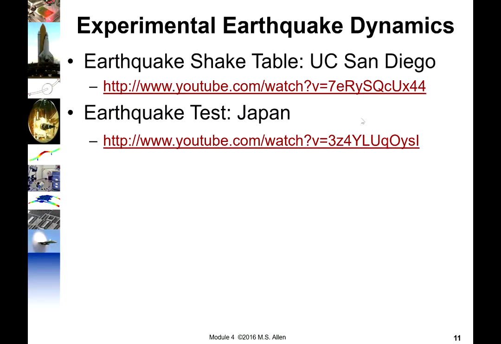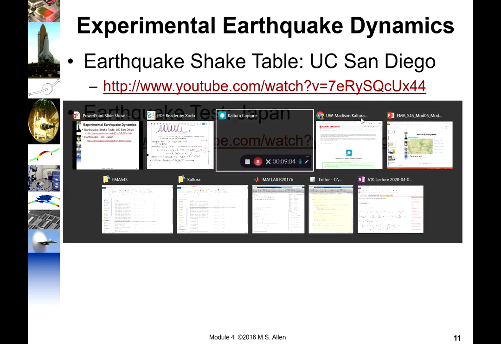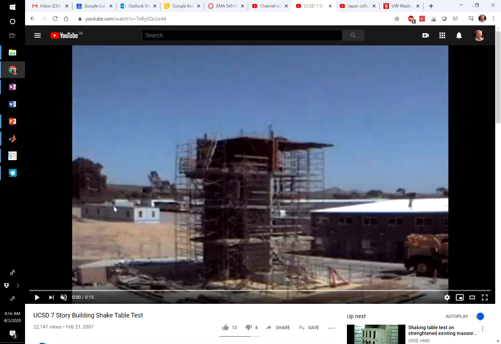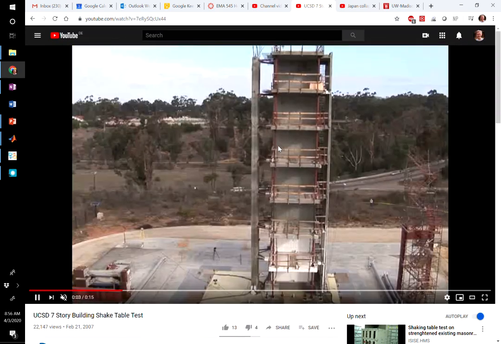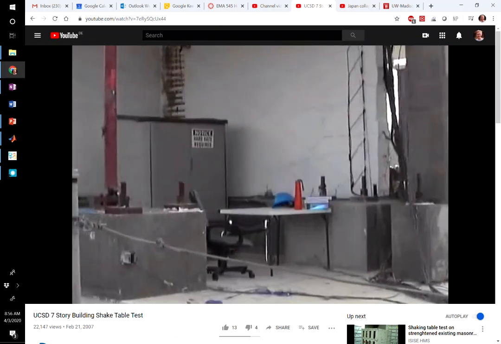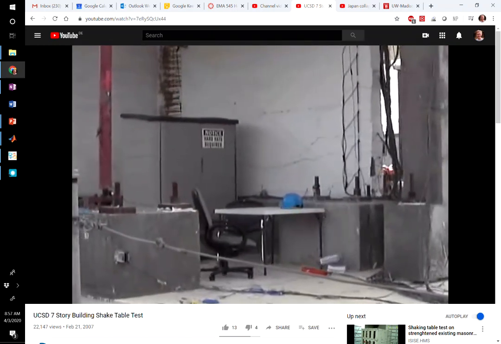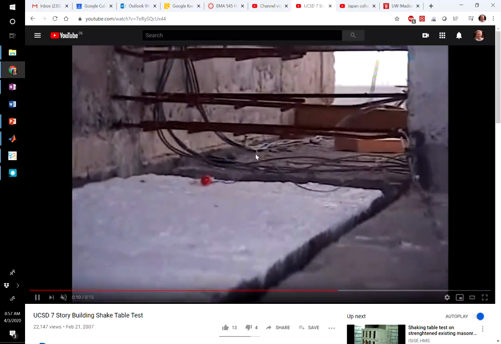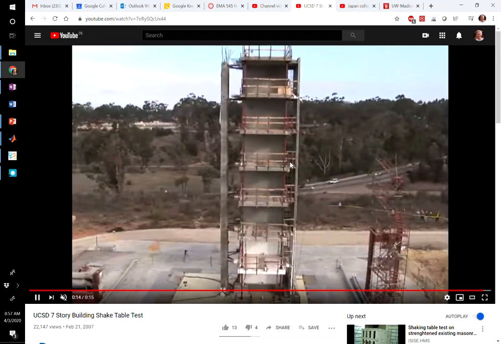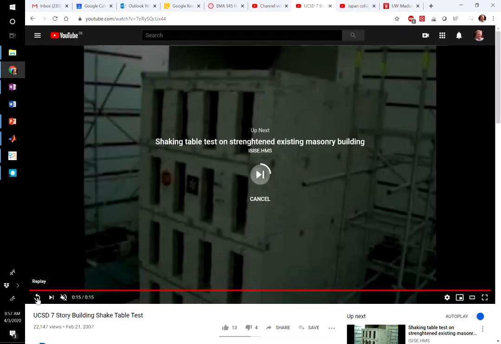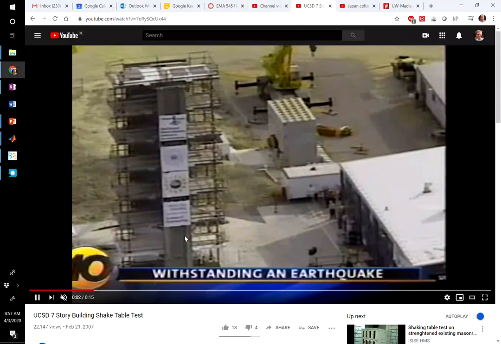So earthquakes are serious, and so there's a lot of research that's done to try to design earthquake resilient structures. For example, in San Diego, they have this large table where they can build a building. They build a small building on top of the table, and then they shake it back and forth. They can replicate existing earthquakes.